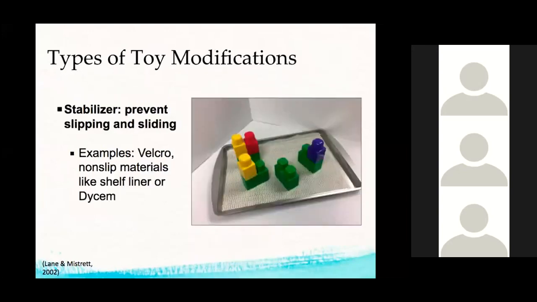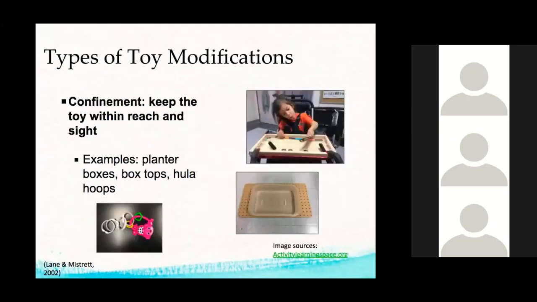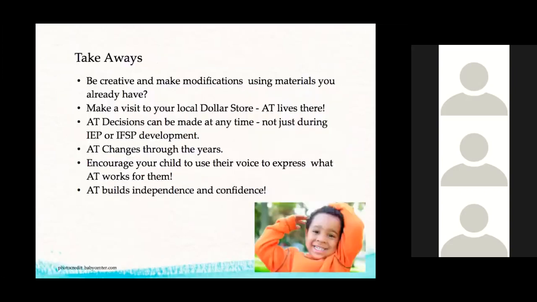So there's lots and lots of ways that you can adapt toys. Another area of assistive technology: I love the shelf liner from the dollar store, and how you can put it on a cookie tray and it keeps the toys from sliding around. It keeps them contained. And again, here are some other ideas for confining toys and keeping them contained in an area for the child to be even more successful.